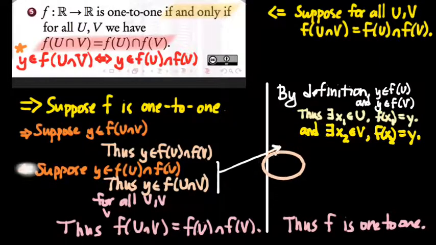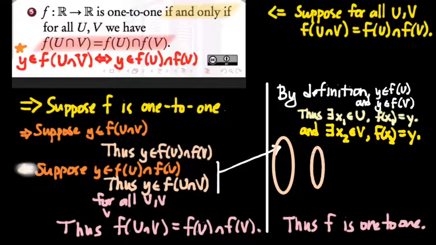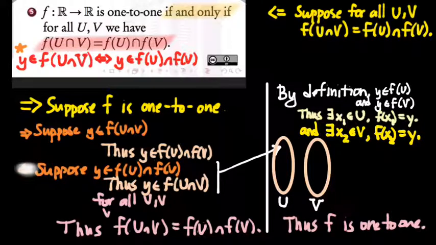We have a set u over here. We have a set v over here. In principle, we don't know what the Venn diagram for u and v looks like. But we have produced an element x1 in u and an element x2 in v. And by definition, we've seen that the image under f of each of these is equal to y. Right? So here's kind of the picture that we have set up. Okay.